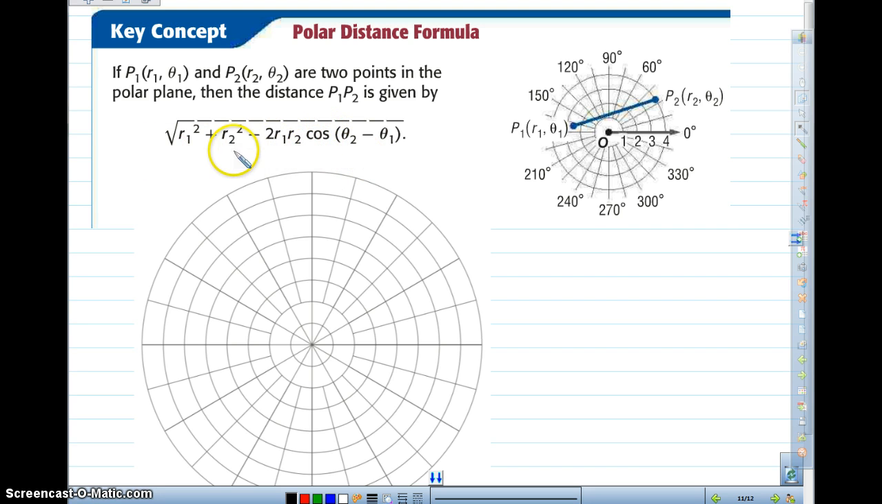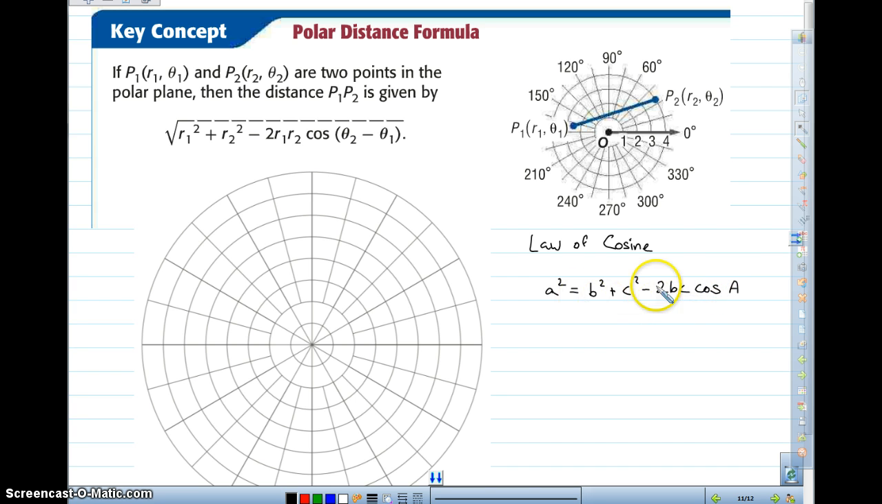This formula may seem complicated, but you may have recognized that it's very similar to the law of cosines. And that's because that's exactly what it is. It's just the law of cosines. The law of cosines said that a squared equals b squared plus c squared minus 2bc cosine of angle A.